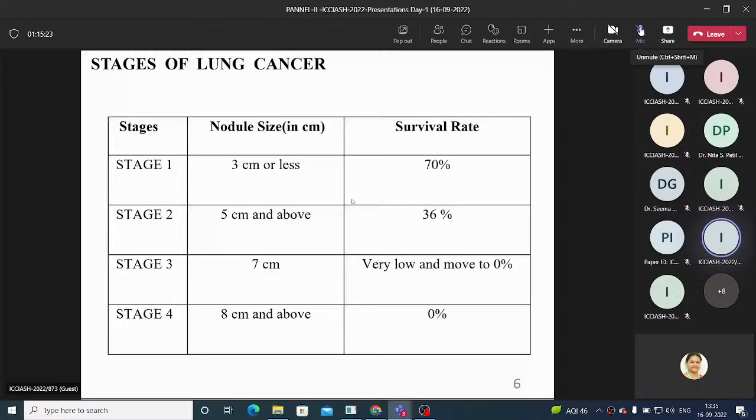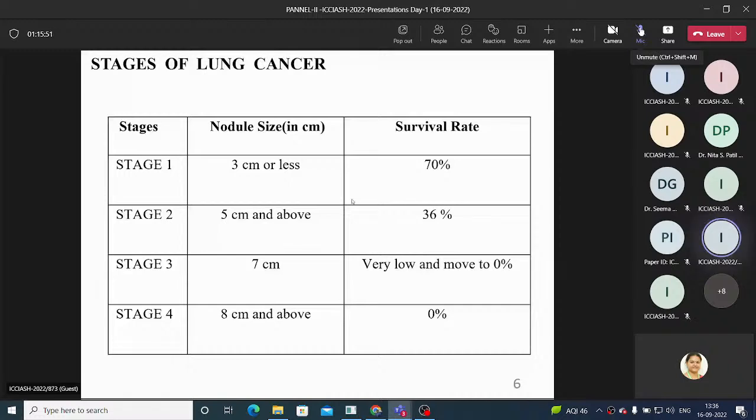If the size is 3 centimeters or less, it will be stage 1. If the size of the cancer is 5 centimeters and above, it will be stage 2. If it is 7 centimeters, it will be stage 3, and 8 centimeters and above, stage 4. The survival rate is 70% for stage 1 and 36% for stage 2. For stage 3, very little recovery, and for stage 4, 0%, no recovery.